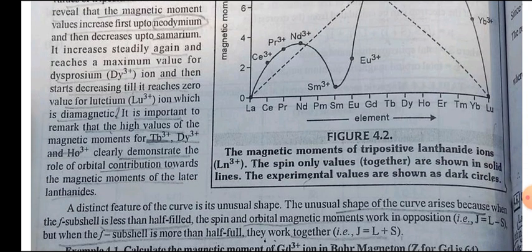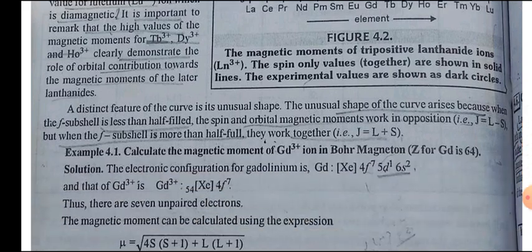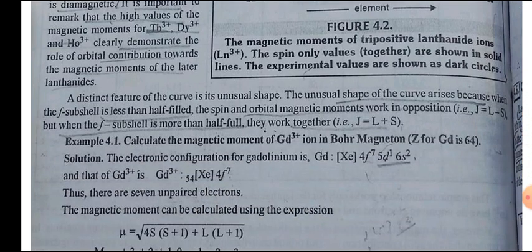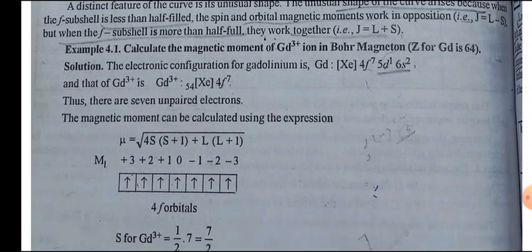It is important to remark that the high values of the magnetic moments for Tb3+ and Dy3+ clearly demonstrate the role of orbital contribution toward the magnetic moment of the later lanthanides. A distinct feature of the curve is its unusual shape. The unusual shape of the curve arises because when the f subshell is less than half filled, the spin and orbital magnetic moments work in opposition. But when the f subshell is more than half full, they work together. Here is an example.